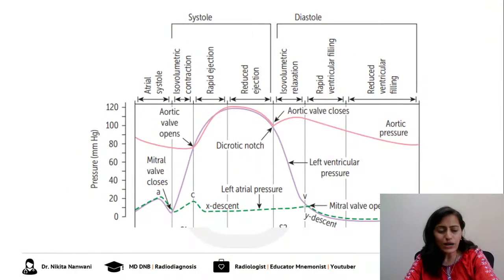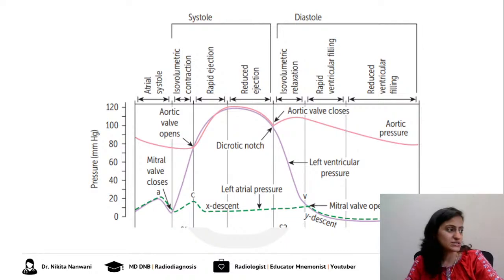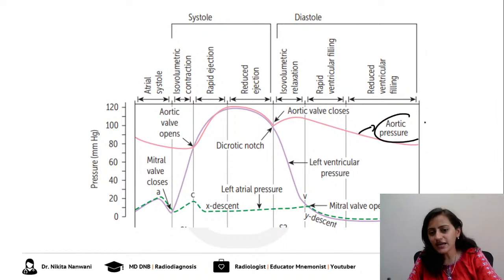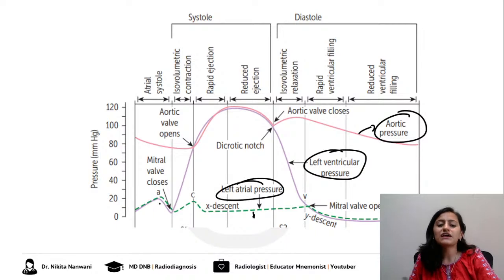Okay. Now, what we need to discuss here is the Wiggers diagram and the valvular lesions. How does it change in the valvular lesions? We are done with the pressure volume loop. Now, coming to the Wiggers diagram, I hope all of you remember this graph here. Basically, the highest pressure is the aortic pressure. Reaching till the aortic pressure is the left ventricular pressure, and सबसे नीचे is the left atrial pressure.